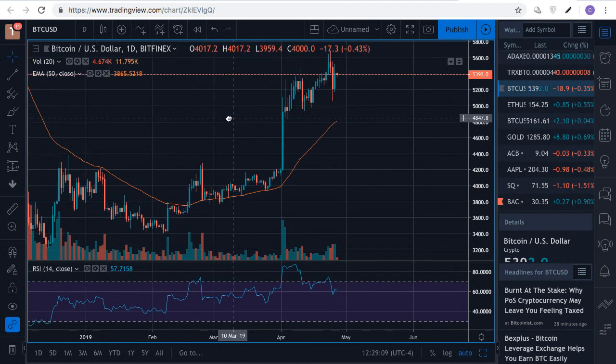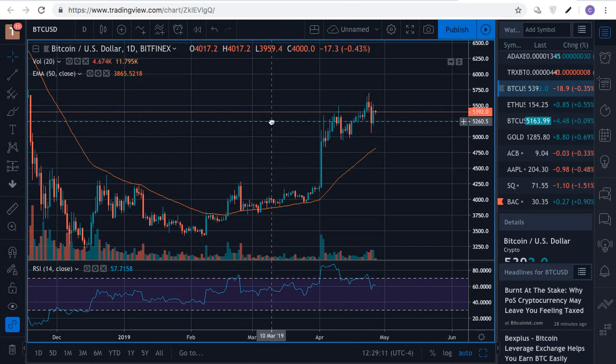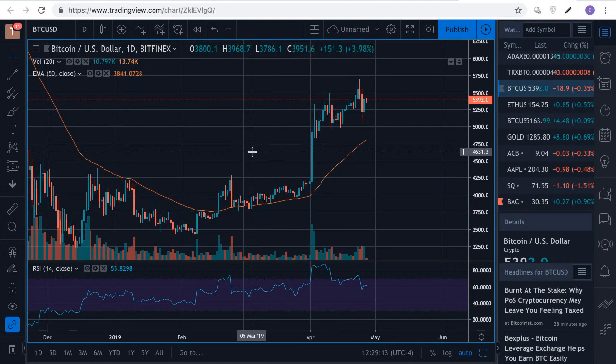So that's the basics of trading. Obviously, buy low, sell high. You want to make some money.